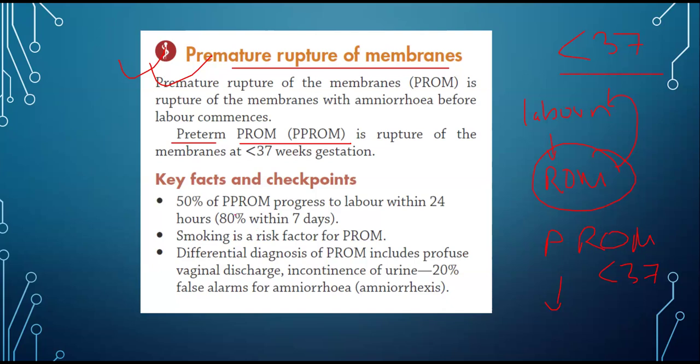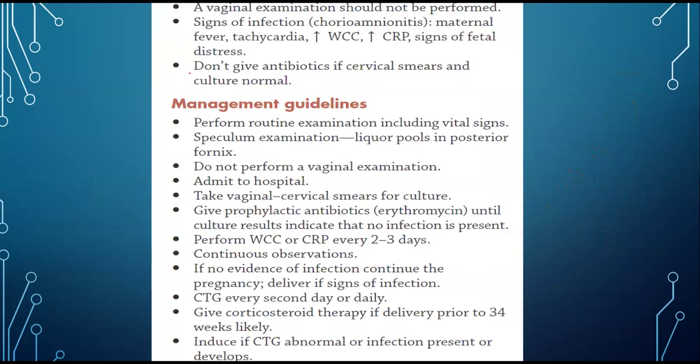So 50% of preterm premature rupture of membrane progress to labor within 24 hours. So there is a very high risk that it will get into labor. Smoking is a risk factor. Remember, we should not do a per vaginal examination if it is a premature rupture of membrane because you can induce infection, which is chorioamnionitis. So what is the step-by-step management for a patient who has premature rupture of membrane?